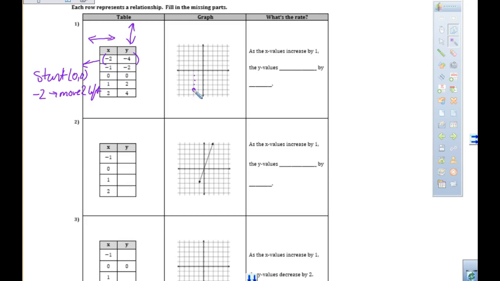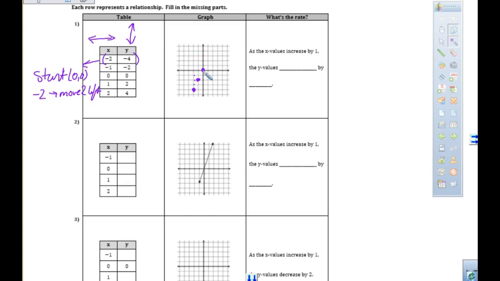-1, -2 tells me to do what? Starting at the origin, how do I plot -1, -2? You go left 1, and then -2 tells us to go down 2. I'm going to put a point. 0, 0 is nice. It's right at the origin. I am now getting to the point 1, 2.